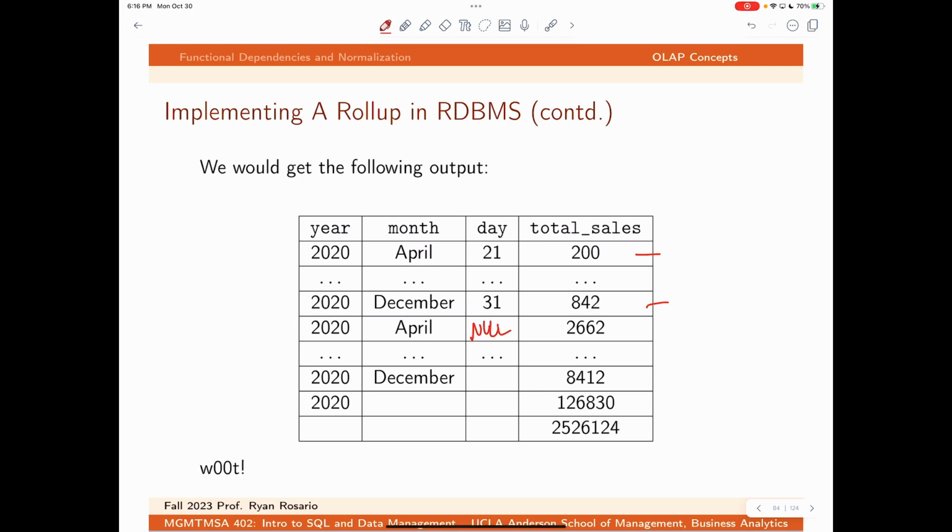But if I have a monthly aggregate, what do I put for the day? Null. So I have aggregates for April and December of 2020. Then finally, I have an aggregate for all of 2020. And then finally, I have a total aggregate, all sales.